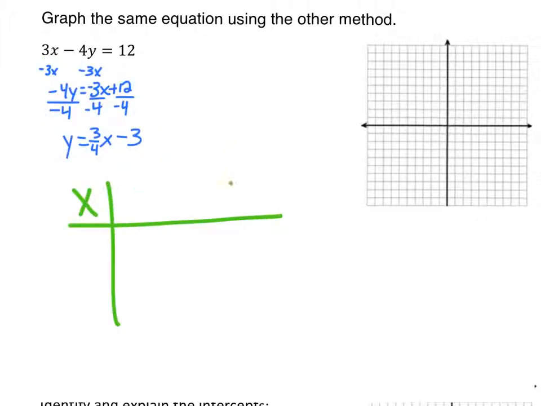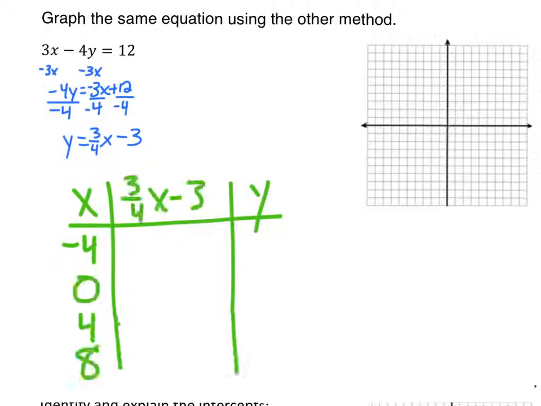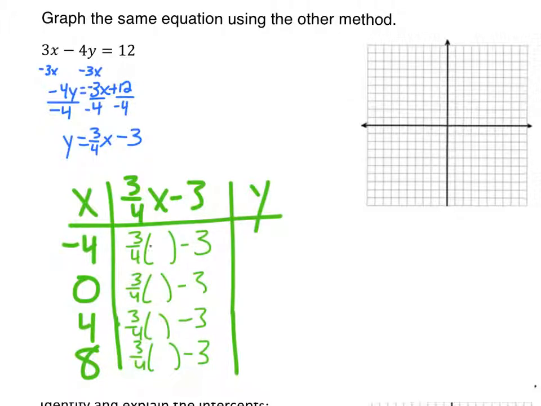I have x, and I have y, and for my inputs, I'm going to pick multiples of 4 in order to avoid getting fractions, because my denominator, that's my coefficient, is 4. I'll create a skeleton equation, so I have 3/4 with a blank spot for x, which I'm going to substitute in whatever my x value is, minus 3, and I'll write this for each input. And then I'll substitute in my inputs, negative 4, 0, 4, and 8, and I'll do the calculations in my head using the order of operations, or you can do them off to the side.